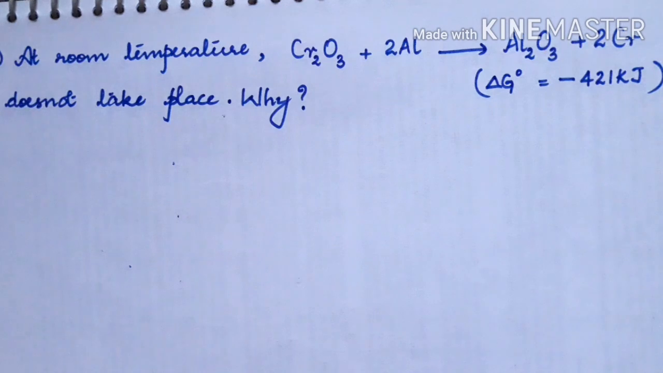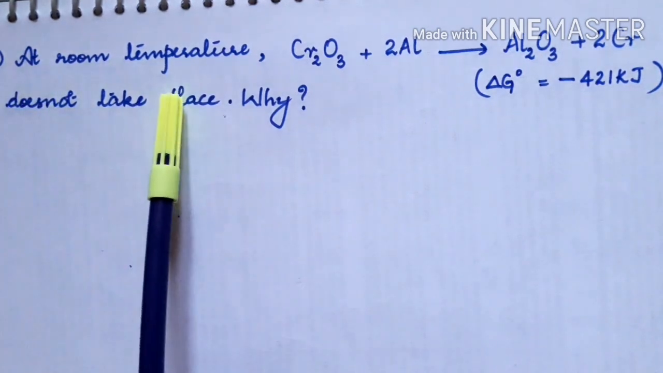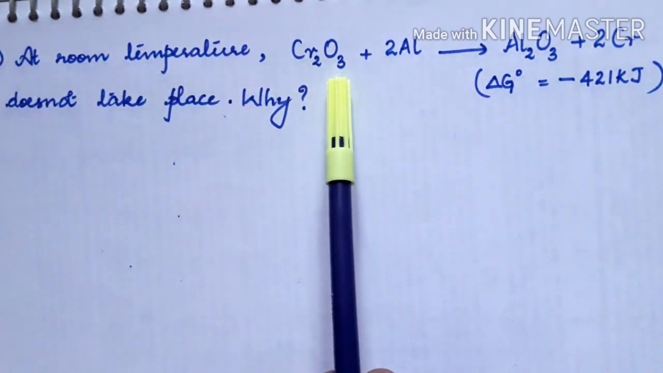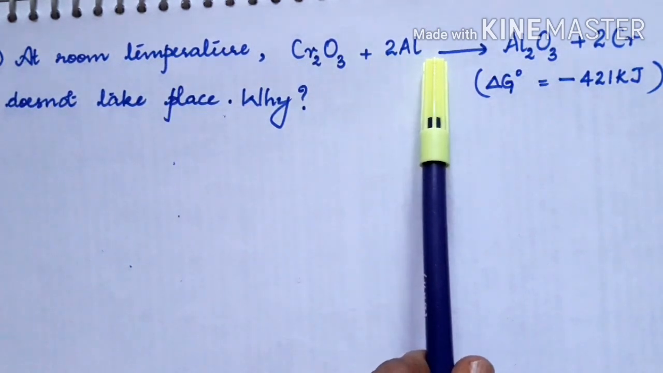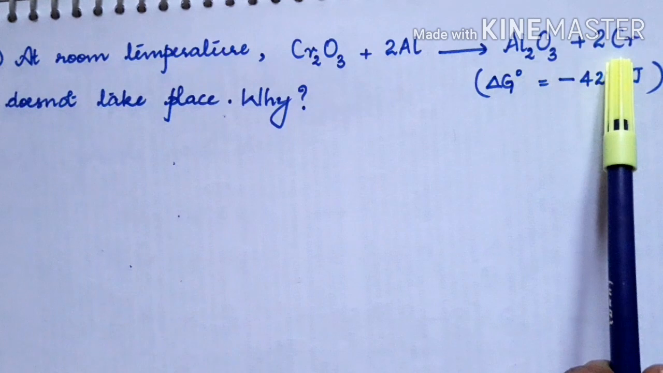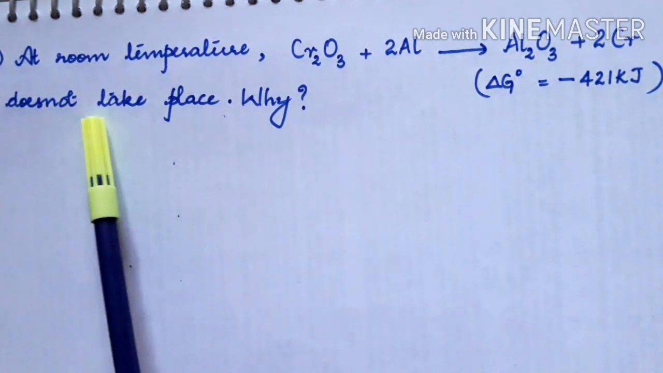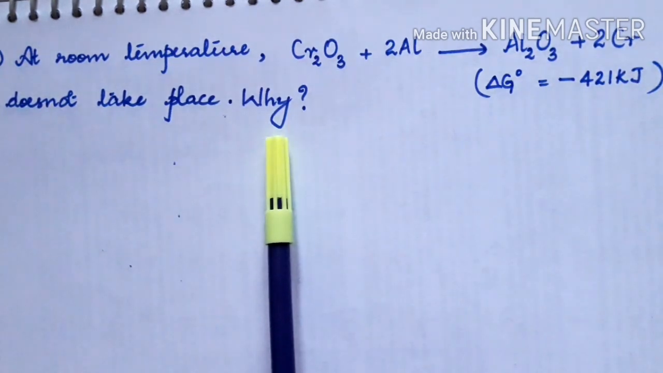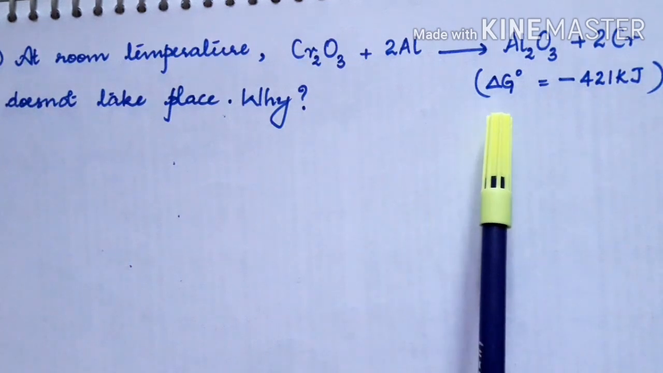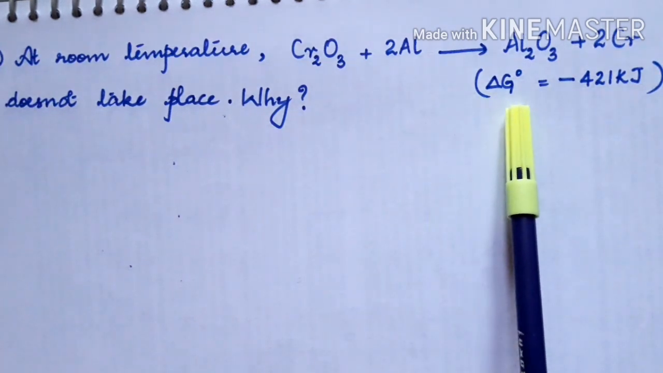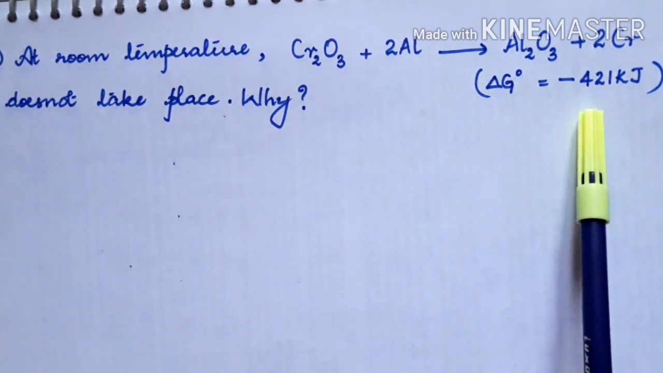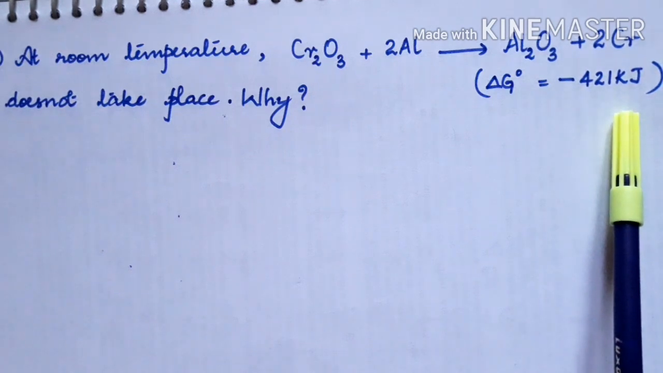Second question. At room temperature, Cr2O3 plus 2Al giving Al2O3 plus 2Cr does not take place. Why? If the value for delta G is negative 421 kilojoules per mole.